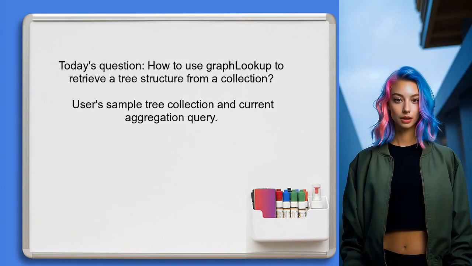Here's the specific question we're addressing today. One user asked how to use the graphLookup aggregation pipeline to retrieve a tree structure from their collection. They provided a sample tree collection and shared their current aggregation query. Sound familiar? Let's dive into the details.